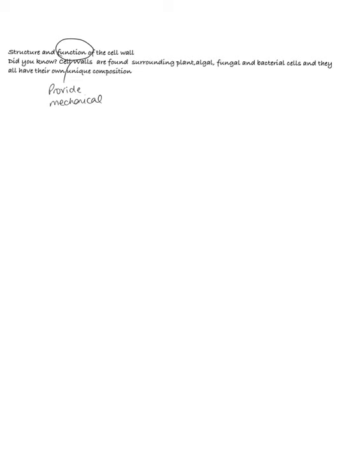So if we were to place a plant cell in a solution that was less concentrated than the contents of the cell, water would enter that cell by osmosis, and as the cell swelled and the cell membrane started to push against the cell wall, the wall would push back with an equal and opposite pressure. This is called turgor pressure, and this is really, really important in plants.